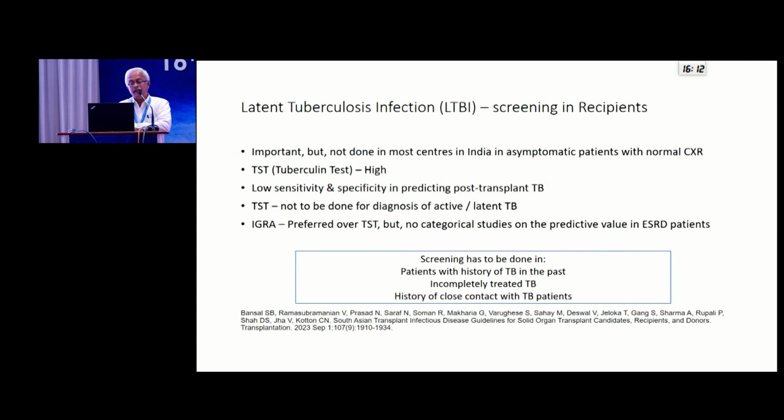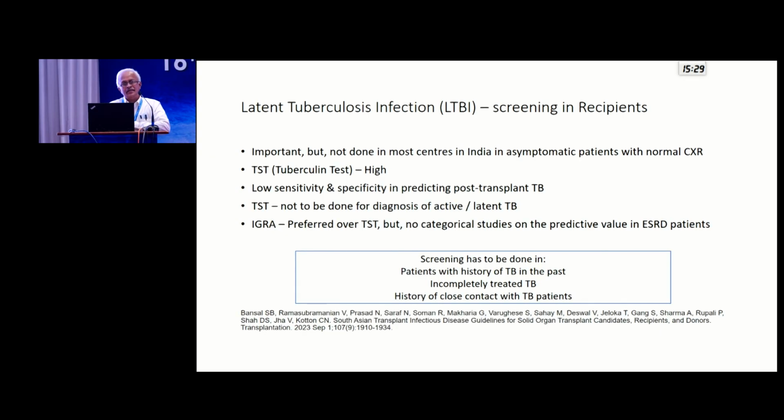Next, screening of the recipients for LTBI. It's very important, but in a survey, most centers in India do not do it in asymptomatic patients with a normal chest X-ray, even though it is highly recommended in most of the Western guidelines. The problems are, even if you decide to screen the recipients for LTBI, which test to do? We all know the TST, the tuberculin skin test. The problem is the anergy, because of renal failure, all the components of the immune system are at a low ebb.